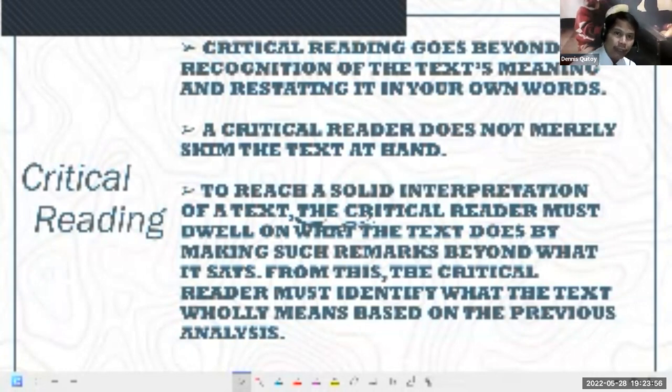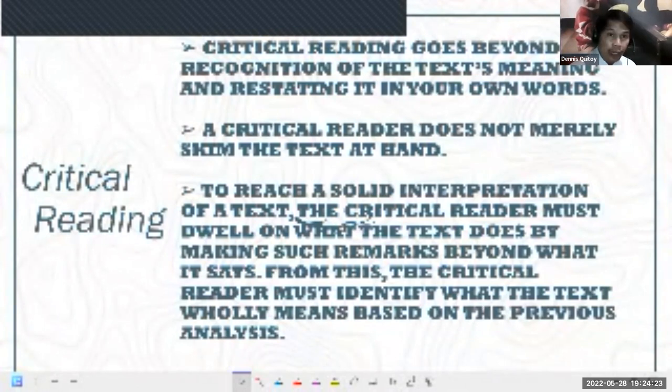Second, a critical reader does not merely skim the text at hand. Skimming is when you immediately give it meaning, before you have really studied the text, and so you immediately give a conclusion. That is what is called skimming the text at hand.